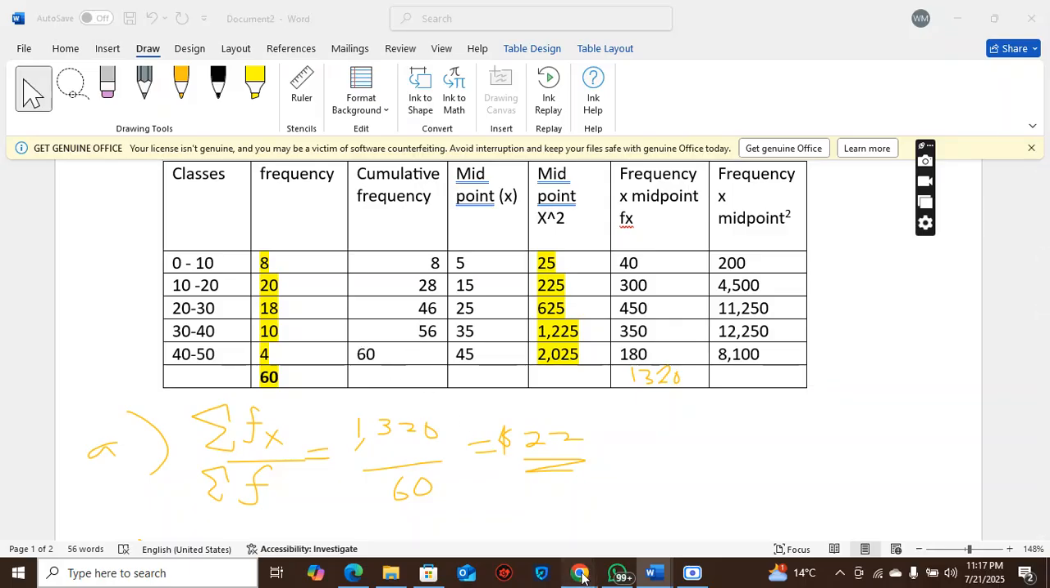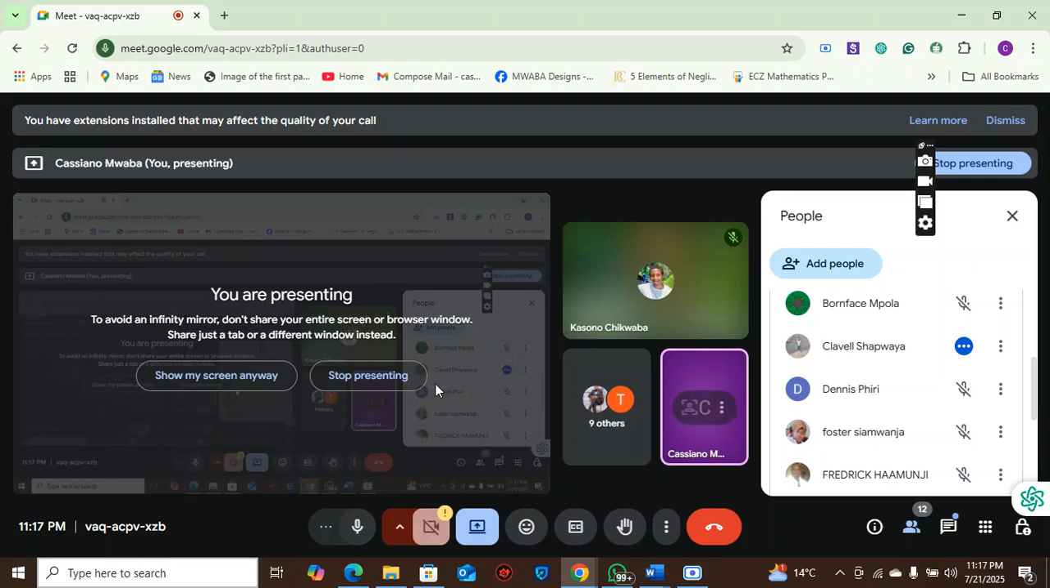It's quiet. Mister Post, how do we locate our median class, Mister Chimonia?